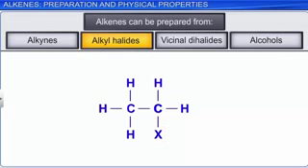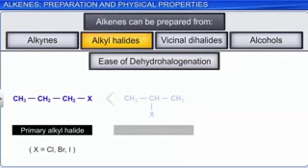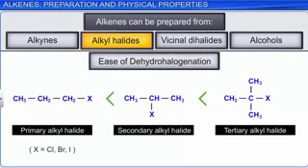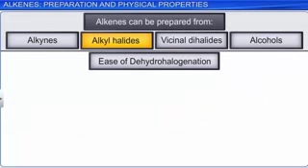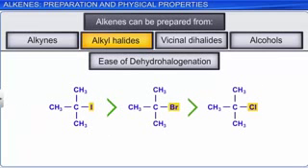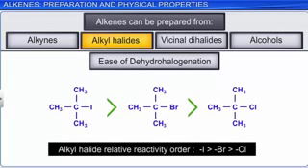The rate increases from primary to tertiary alkyl halides as shown here. The rate is also affected by the halogen atom attached and is the highest for iodine and lowest for chlorine.